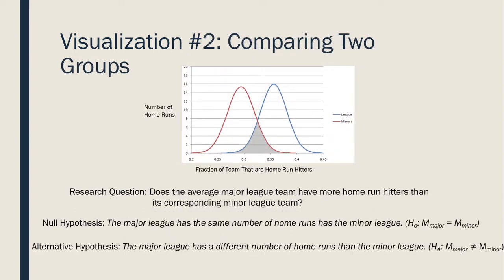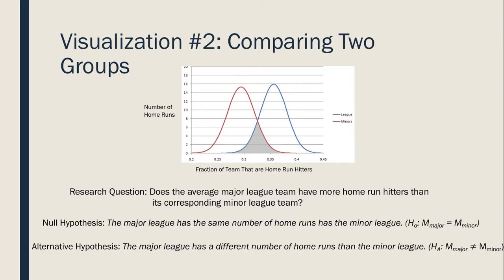Moving on to visualization number 2, comparing two groups, we can see from the image that we're given two lines, a red and a blue, with the red being minor league and the blue being major league. On the x-axis, we can see that it is for the fraction of the team that has home run hitters, while the y-axis is the number of home runs.